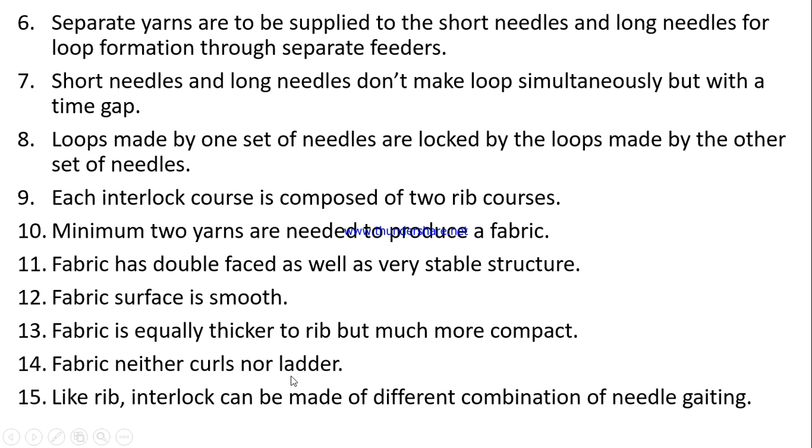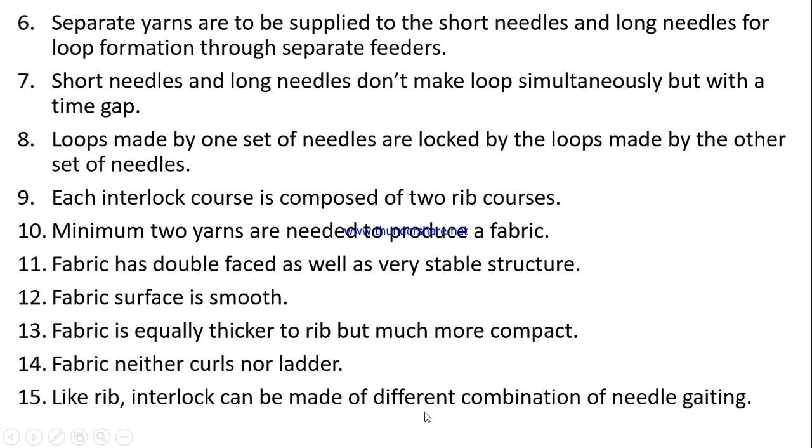Fabric neither curls nor ladders. Curling is not possible because the fabrics are dimensionally stable. Curling, which is one of the nuisances in the case of single jersey fabric, does not occur in interlock jersey. Laddering tendency is not there. Laddering will not happen. If any thread is broken inside the knitted structure, there will be no disintegration of the structure, and there will be no laddering.